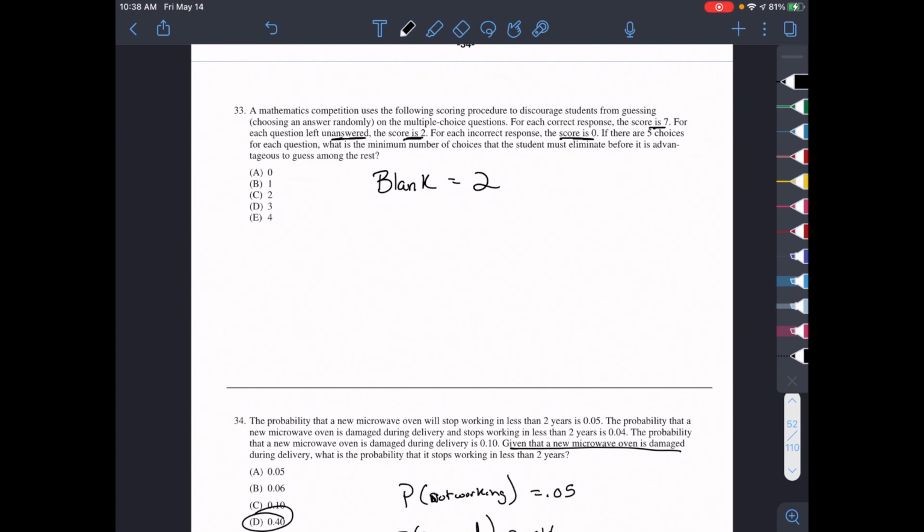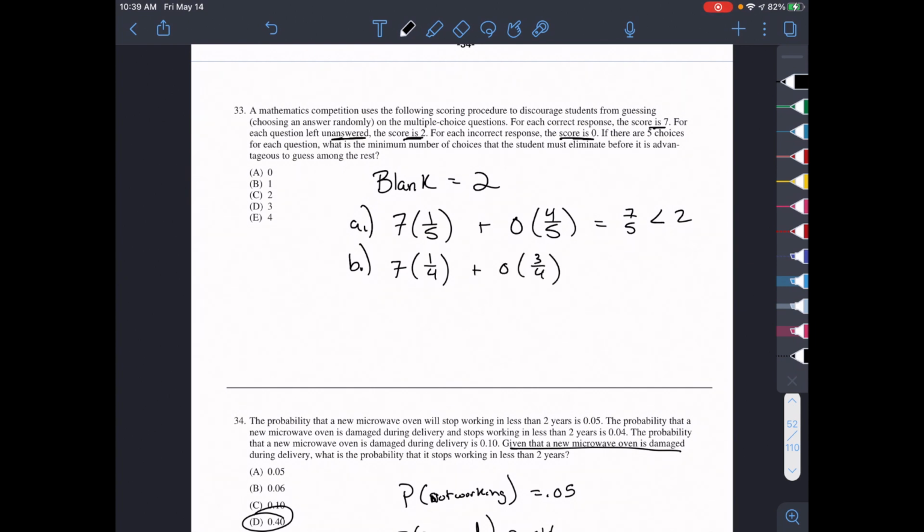Now, if you eliminated 0 choices, you'd be guessing. And so if there's 5 options, that's a 1 in 5 chance you get it right. So that'd be 7 times 1/5 plus 0 times 4/5. So this is part A. That is 7/5. That is not greater than 2, so we would rather leave it blank. If you could eliminate 1 choice, then you can see this is going to be 1 out of 4 that you'd be guessing, plus 0 out of 3/4, which would be 7/4, which is 1.75, which is still less than 2.